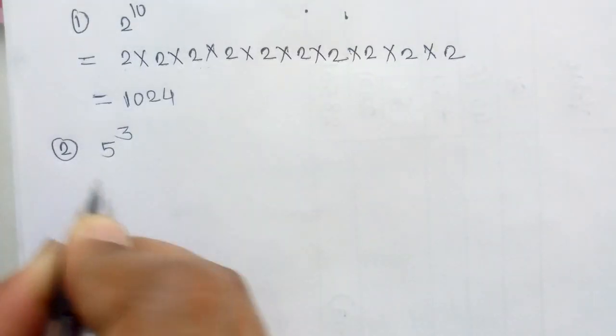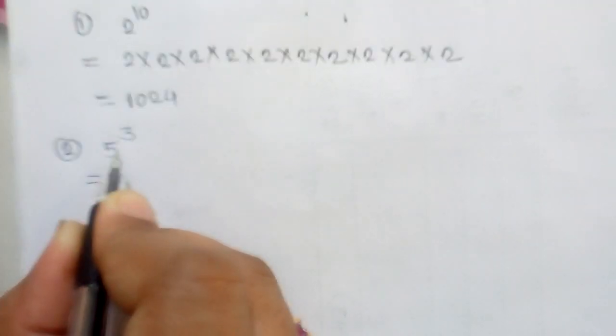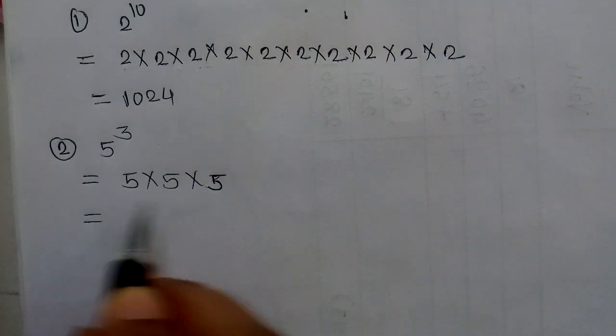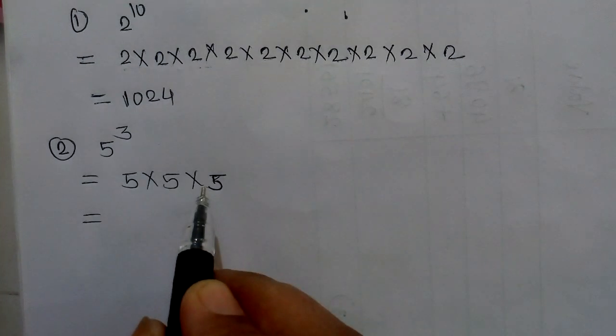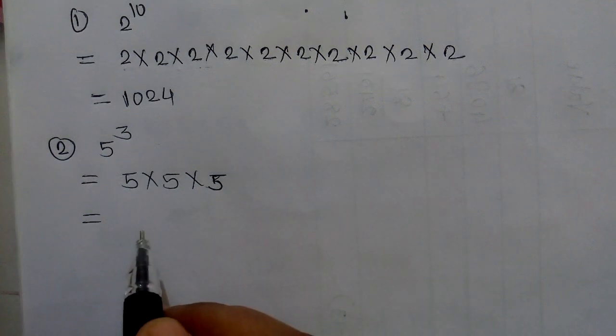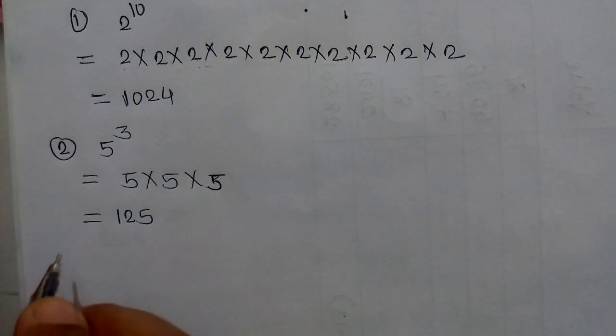Okay. Second one is 5 raised to 3. So we will write it in multiplication form. Now we can multiply it. 5 5s are 25 and 25 5s are 125. So here you can write 125.